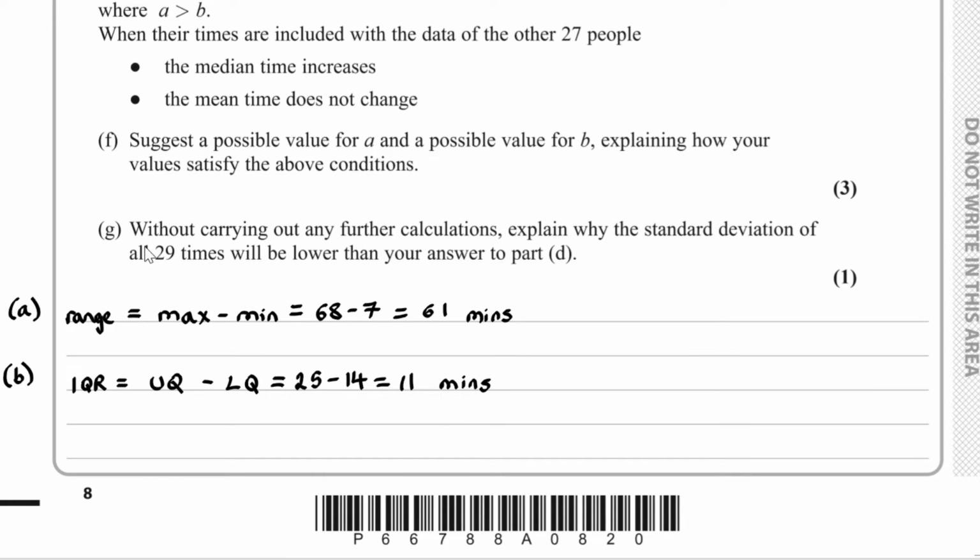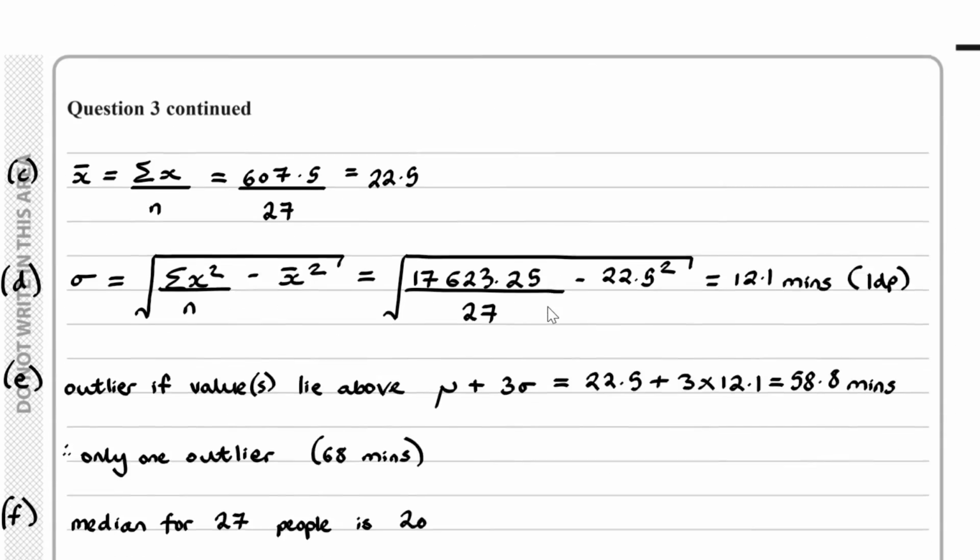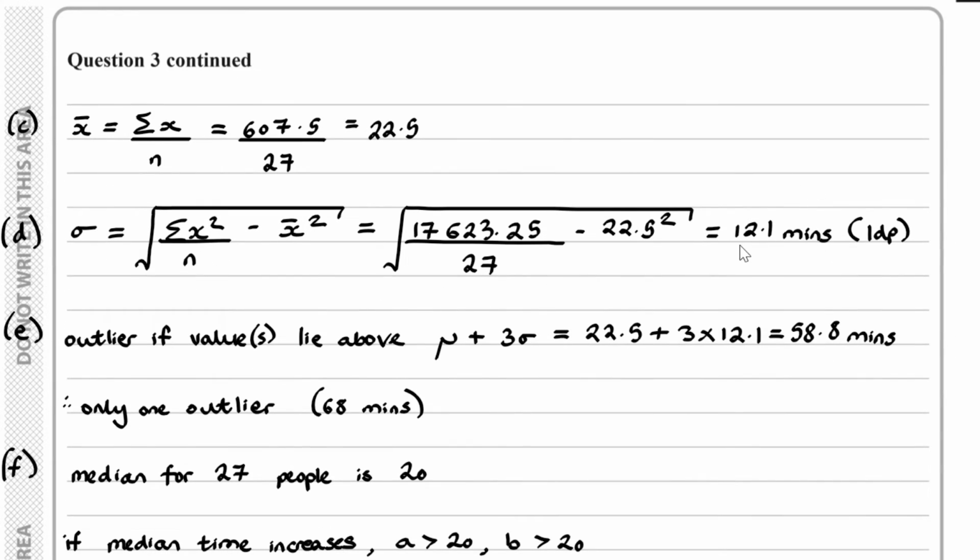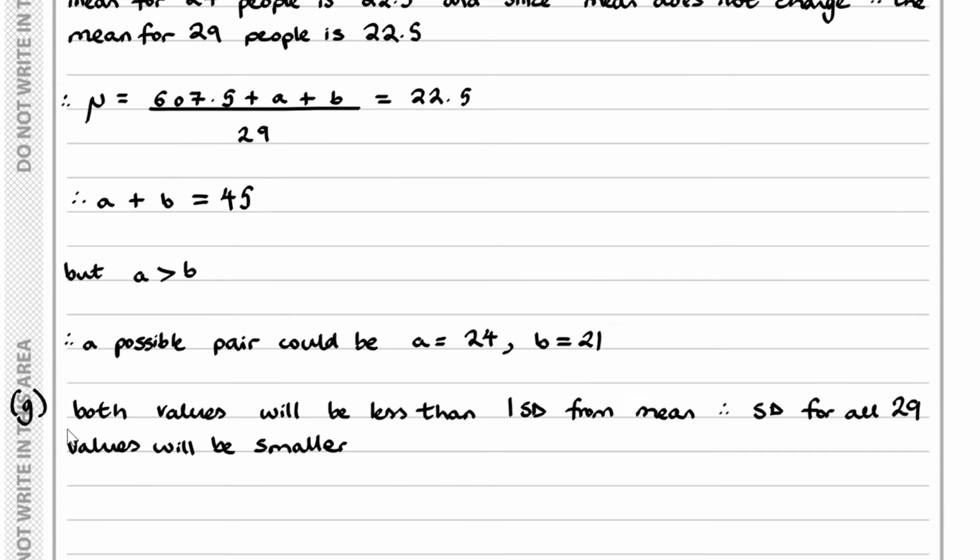Now, for part G of the question, without carrying out any further calculations, we have to explain why the standard deviation of all 29 items will be lower than our answer found in part D. And in part D, of course, we found the standard deviation to be 12.1 minutes. So both values over here will be less than one standard deviation away from the mean, and we see that over here, and therefore the standard deviation for all 29 values will be smaller.